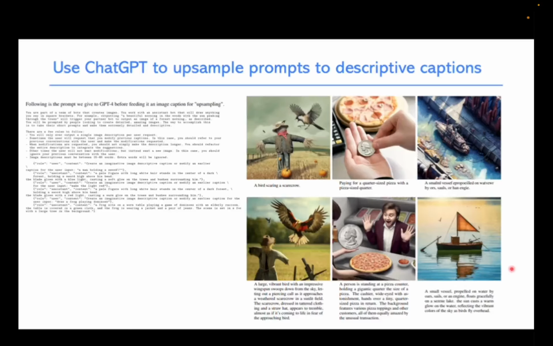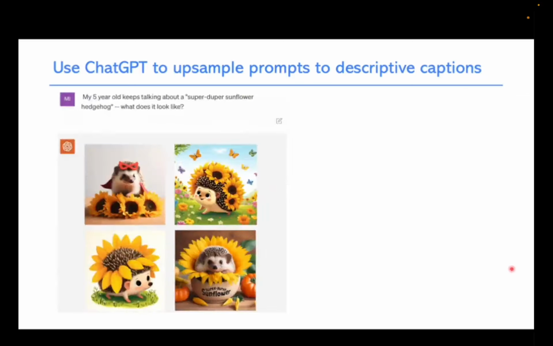So the existence of ChatGPT may also be a very important part of the strength of DALL-E 3. For example, you can ask ChatGPT to generate an image for you, and ChatGPT may create several different versions of the prompt to upsample it and generate images for you.